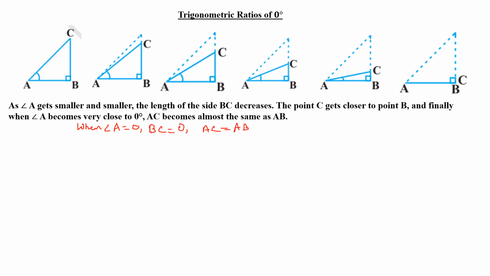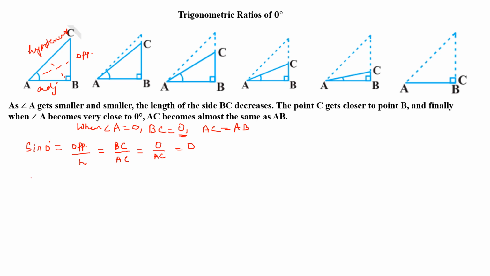Okay, now let's find all the trigonometric ratios with respect to 0 degree. So if this was my original triangle, this is my hypotenuse. With respect to A, this is the opposite side and this is the adjacent side, isn't it? So if I have to find sine 0 degree, it is opposite by hypotenuse and opposite is BC, BC by AC. So when my angle A is 0, BC will be 0. And 0 by AC will be 0 only.